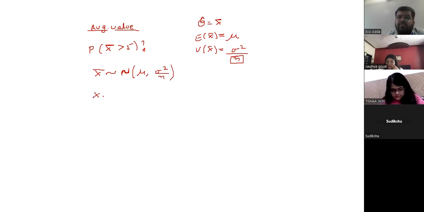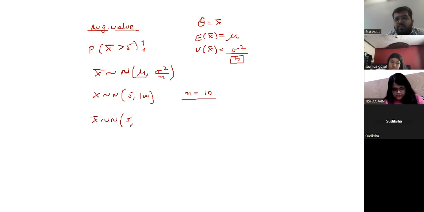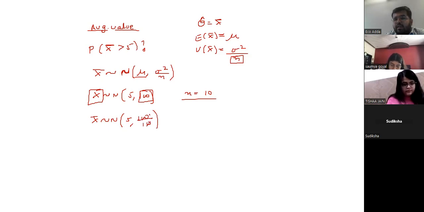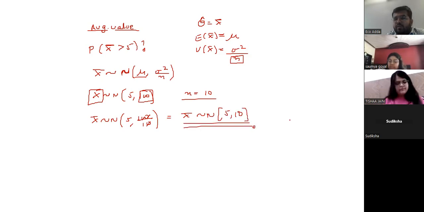So let's say x follows normal distribution with 5 comma 100, and let's say n is equal to 10. In this case, x bar will follow what? x bar will follow mu, which is 5, and sigma square by n. Remember that for x we write only sigma square, but for x bar we write sigma square by n. So 100 by 10 cancels out, and x bar follows normal distribution with 5 comma 10. Does that make sense to everyone?